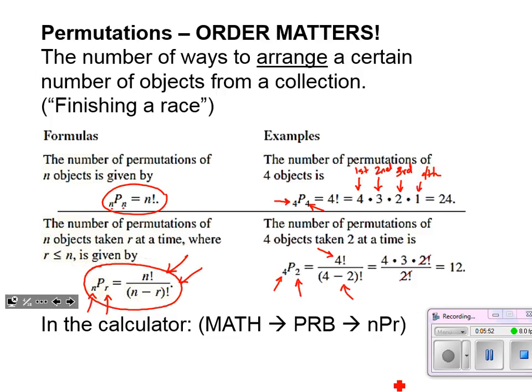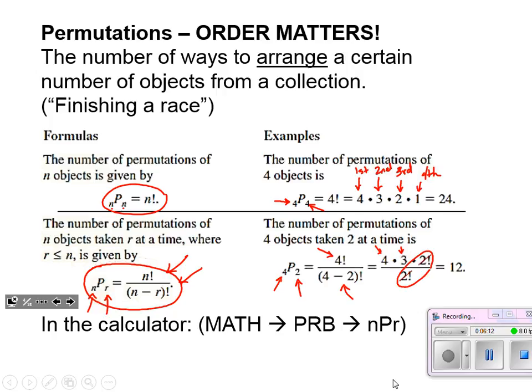And you can see what happens in our formula. We still have our first and second place finisher, but the third and fourth place that we don't care about, those have been canceled out by the denominator. Okay, so there is the math for it.